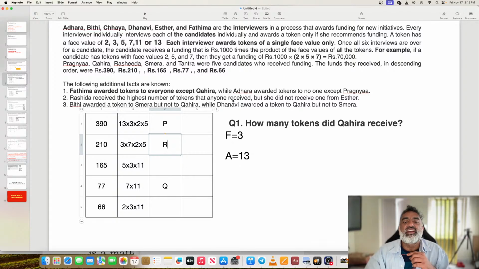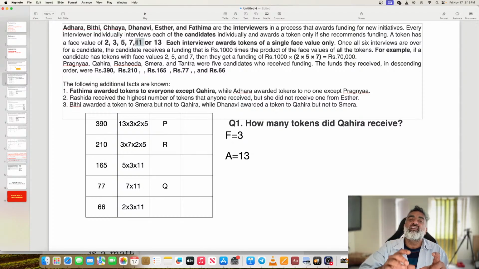Received the highest number of tokens that anyone received, but she did not receive one from Esther. Okay. So if I look at Rashida, Rashida has got a 3, a 7. So Esther is not 3. I already know Esther can't be 3 because Fatima is 3. Esther can't be 7, can't be 2, can't be 5, can't be 13. So if I look at the story, can't be 2, can't be 3, can't be 5, can't be 7, can't be 13. The only thing that is left is 11.